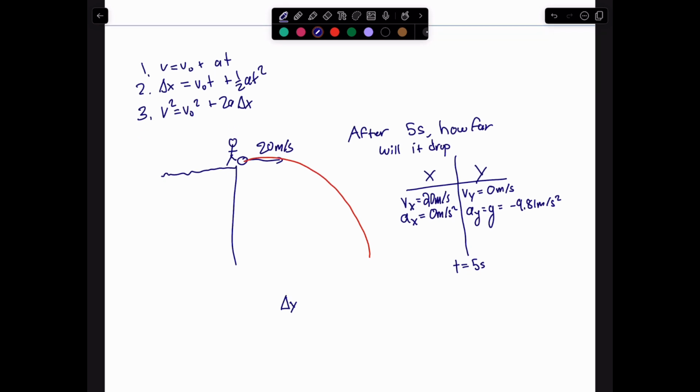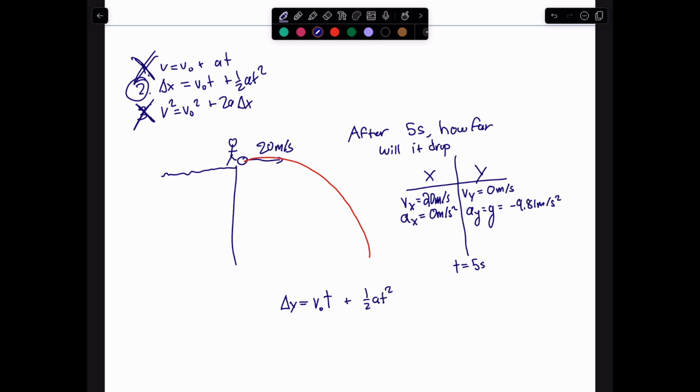We're looking for how far the ball will drop, so our result that we should get is a delta y. Let's look for an equation that we can use from our big three. Equation 1 doesn't have a delta y component, so I'm going to get rid of that. And equation 3 has a final velocity, which we're not actually interested in. So we're going to use equation 2. Let's set this up. I'm going to change all of the x's into y's because we're asked for delta y. So delta y equals v naught t plus 1/2 a t squared.